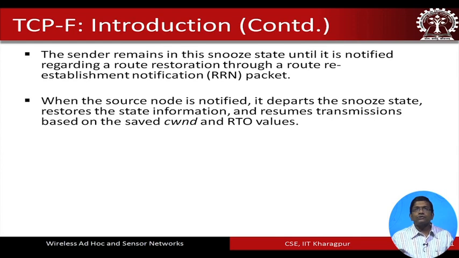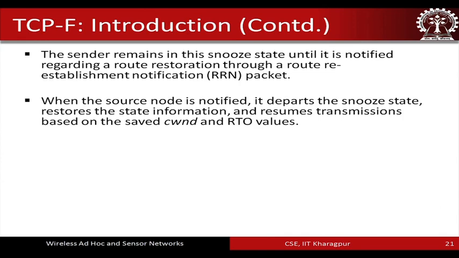So, when the source is notified, it departs from the snooze state, restores the state information and resumes transmissions based on the saved values of the C window and the RTO. So, this is what was frozen before, right, the C window size, the C window value, the RTO values. When the sender went to the snooze state, everything was frozen. So, basically it is going to resume from the same state where it left after the route is re-established.